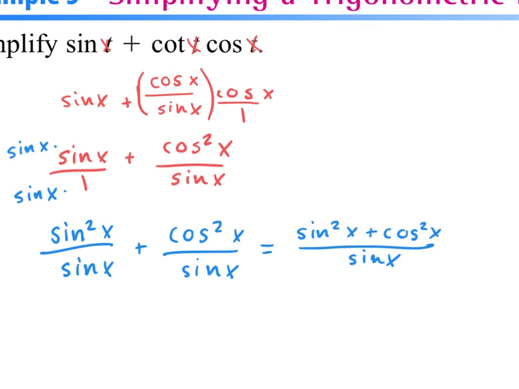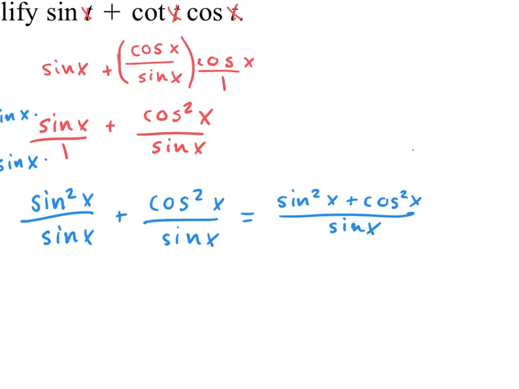Anytime I see sine squared or cosine squared, what should I look at on my identity sheet? So sine squared x plus cosine squared x we can change to what? 1. So this is 1 over sine x. So we just substituted this in for 1. Can we simplify 1 over sine x? What's 1 over sine x?